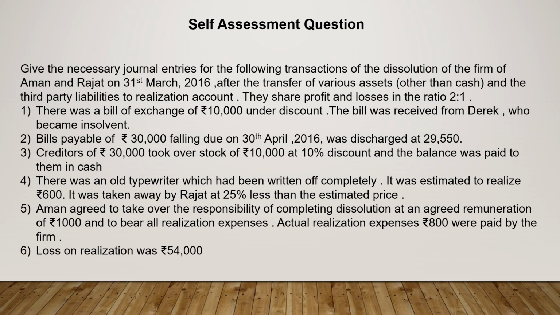Now here comes the self-assessment question of the day. Here I have given you a self-assessment question. Give the necessary journal entries for the following transaction: dissolution of the firm of Aman and Rajat on 31st March 2016 after transfer of various assets and third-party liabilities. Their profit sharing ratio is 2:1. We have given around 6 adjustments. Please do try this question. Don't take any outside help, don't use any other resource. Try to understand and pass the journal entries on the basis of the concept that you've learned through this video, and you will have the solution of this self-assessment question. I'll post it in the next video tomorrow.